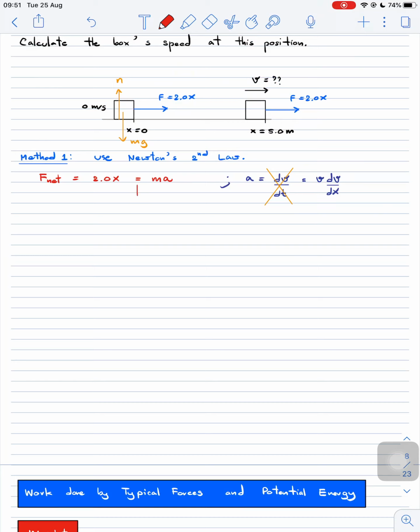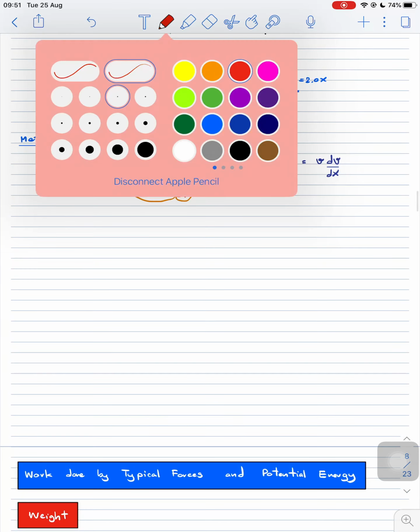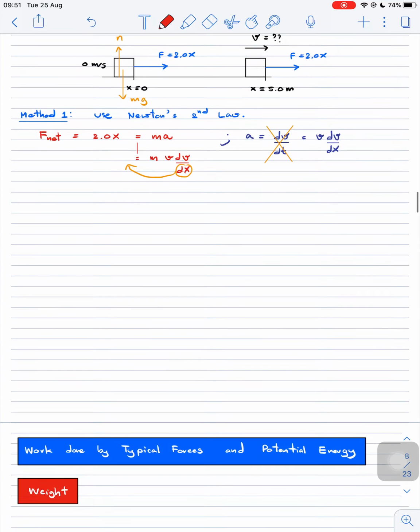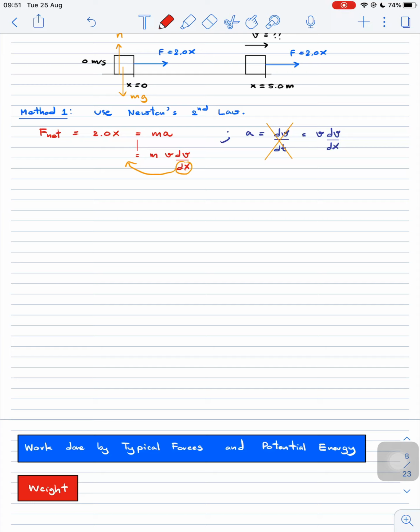So let's just plug it in, right? We have m times v dv by dx. Then let's move the dx to the left hand side of the equation, because we want to combine the same variables on the same side. Then we have v dv equal to 2 pi o over m, times x dx, right?